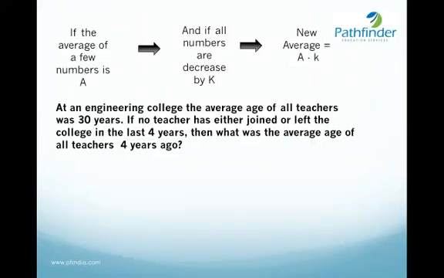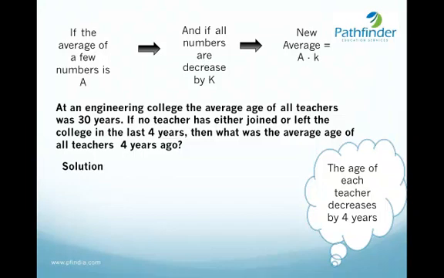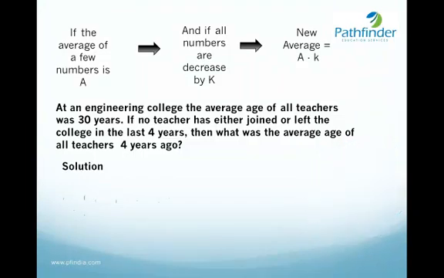At an engineering college, the average age of all teachers was 30 years. If no teacher has either joined or left the college in the last 4 years, then what was the average age of all teachers 4 years ago? So the age of each teacher was less by 4 years. Therefore, the average age of teachers 4 years before must be current average minus 4 years, that is 26 years.